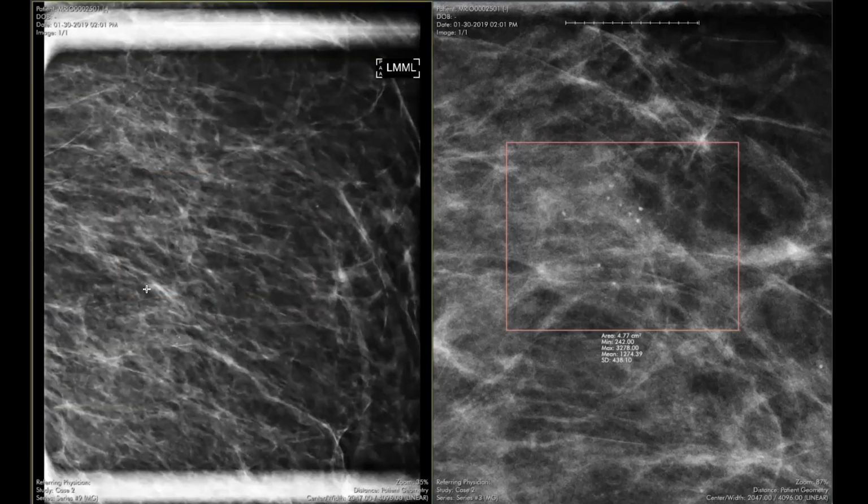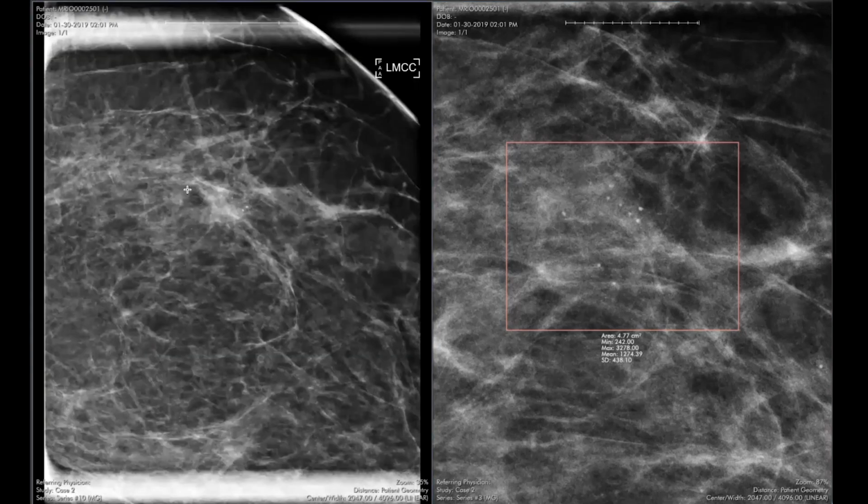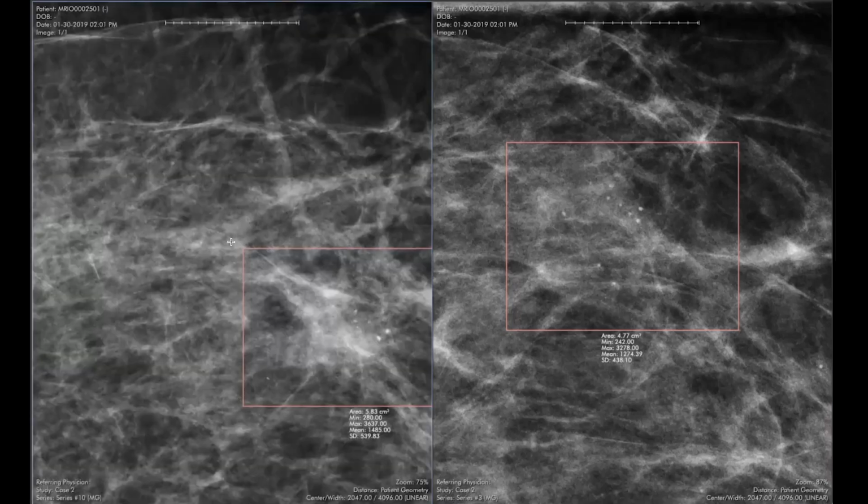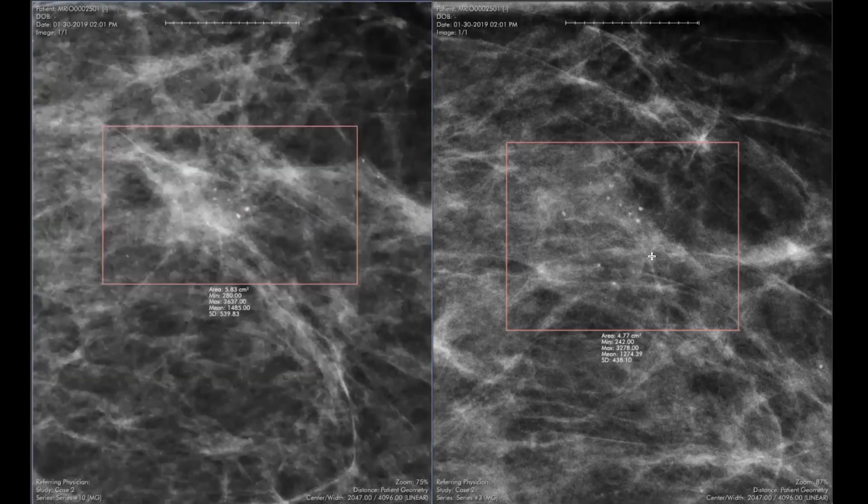This is the 2-year follow-up CC view. And we see those calcifications again. Can zoom in, so they're looking at the same size, and we saw no significant changes in our 2 years of follow-up. So after the 2 years of follow-up, we were able to give this a BI-RADS 2 and have the patient then return to screening.